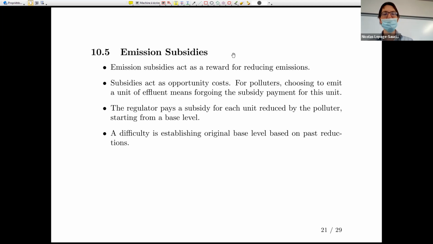Well, of course, we don't subsidize emissions. We subsidize reduction in emissions. So maybe I should have written emission reduction subsidies. So again, what we want is firms to reduce their emissions. So why would we want this?